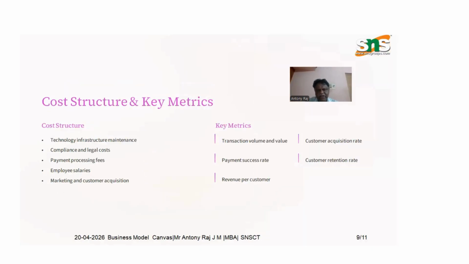What are the cost structure and key metrics? In the cost structure, technology infrastructure maintenance was a very key cost, then compliance and legal costs, because legal costs ultimately come in, salaries of employees, payment processing fees, and marketing and customer acquisition, which was also very key. What key metrics did Stripe use? Transaction volume and value, payment success rate, revenue per customer, customer acquisition rate, and customer retention. All very key metrics.